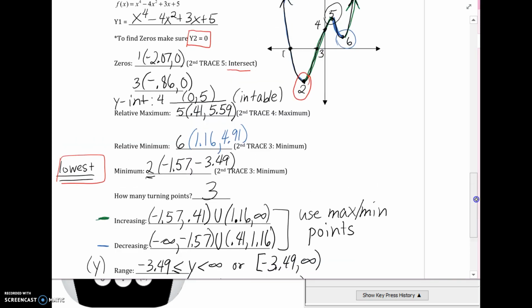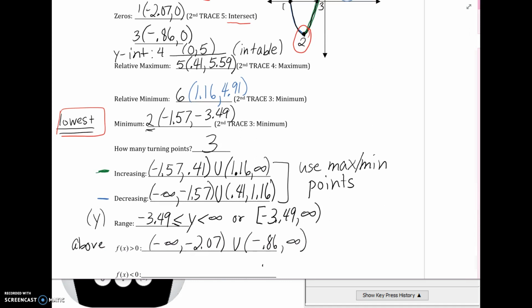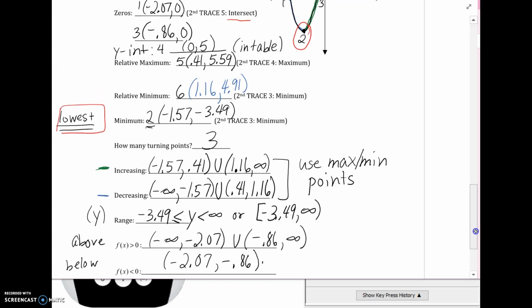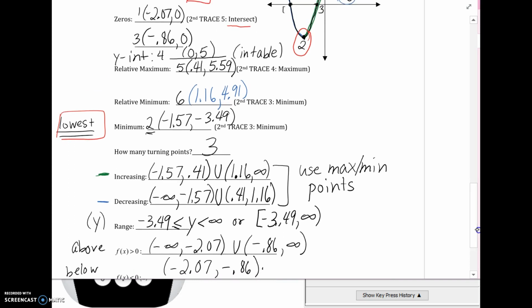And then the less than 0, I actually can use this screen. You can see that the part that's underneath or below is between points 1 and 3, so it's going to be between negative 2.07 and negative 0.86. So when you get to working on practice for this part, the last section of the increasing, decreasing, and the greater than and less than 0 might be something you'll need a little bit of assistance with. So definitely make sure you ask questions about that if you're still not 100% sure.